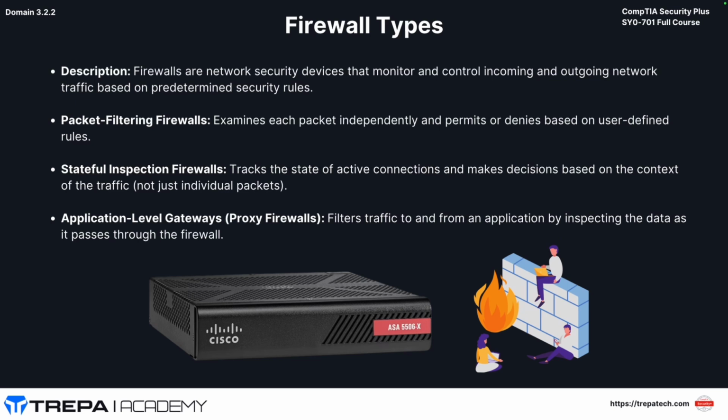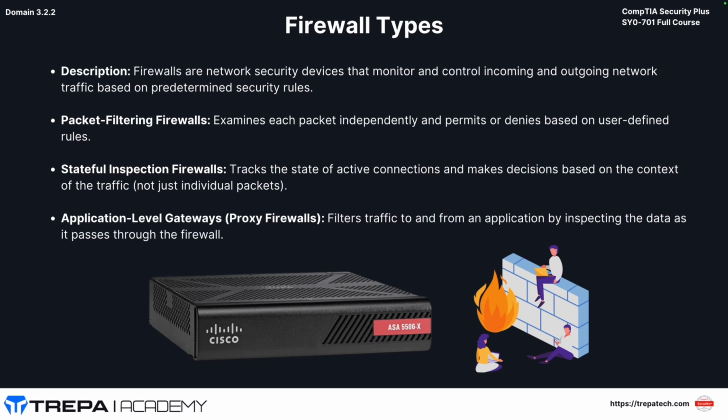So we have packet filtering firewalls. These are firewalls that examine each packet independently and permit and deny based on user-defined rules. Now, when we say user-defined rules, we mean like an admin went in there and said permit and deny all these different types of traffic. We have stateful inspection firewalls. That's going to track the state of active connections and make decisions based on the context of the traffic, not just the individual packets.